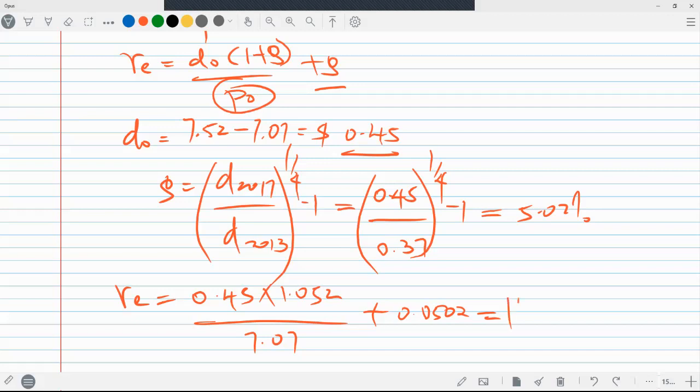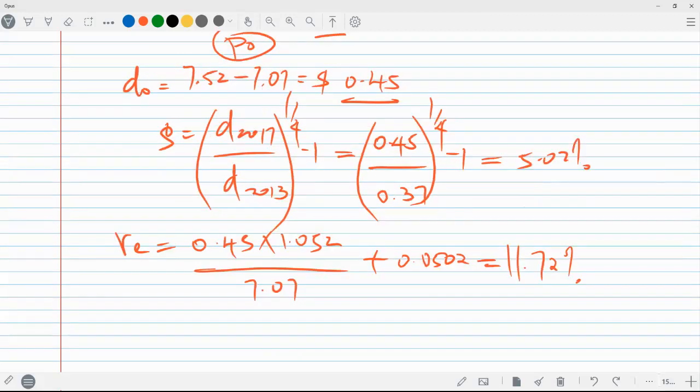11.72%. Are you sure about that, because I doubt it. I'm not sure, I doubt it, but anyway, is it correct? 11.72. Yes. Oh, okay, fair enough. Okay, 11.72% for the cost of equity.